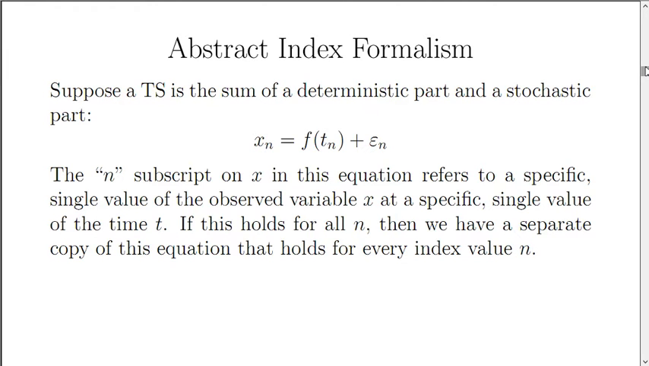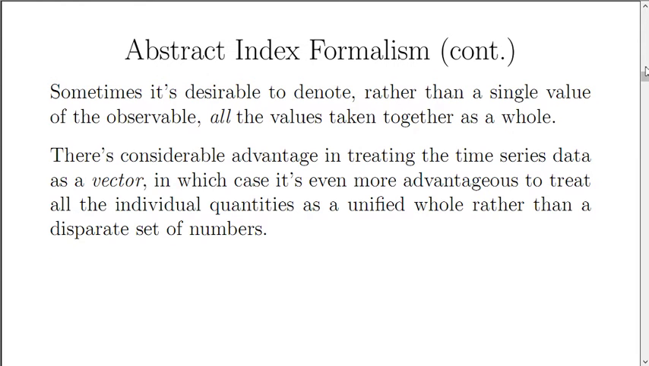In this equation, the n subscript refers to a specific single value of the observed variable x at a specific single value of the time t. And if this equation is true for all n, for all values, what we really have is a separate copy of this equation that holds for every index value n. But sometimes it is very useful not to think about a single value of the variable, but of all the values taken together as a unified whole. In fact, there can be considerable advantage in treating the time series data as a vector, in which case it's even more advantageous to treat all the individual quantities as a unified whole rather than a separate set of numbers.